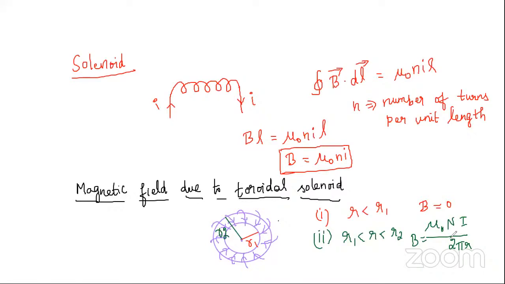The third case is for any point outside the toroid. For any point exterior to the toroid, the magnetic field will be 0. So this is how you need to find the magnetic field for a toroid.